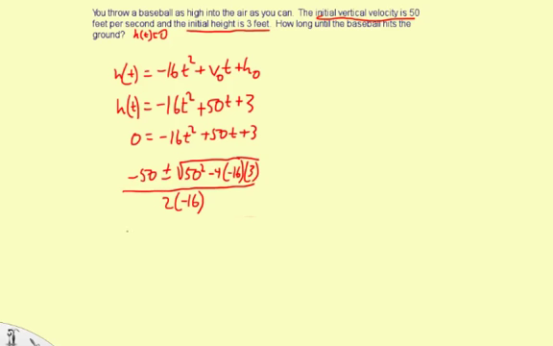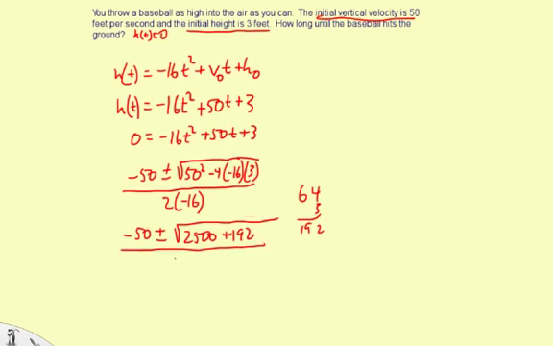Okay, so now I'm going to go ahead and start simplifying. Negative 50 plus or minus the square root of 50 times 50, which is 2,500, and then 4 times 16 is 64, and then times 3, let's see, it's 192, so plus 192, because negative times negative is positive. Then divided by 2 times negative 16, which is negative 32. So that's going to be negative 50 plus or minus the square root of 2,500 plus 192, which is 2692, all over negative 32.